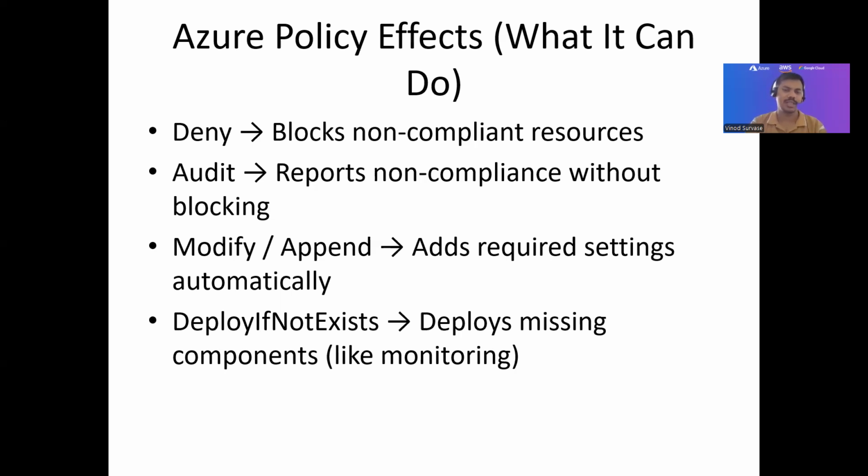And the fourth one is deploy if not exists. This is one of those capabilities which is going to deploy additional components like monitoring or any other capabilities if we are missing that or we missed it during the creation and provisioning of those workloads, right? And that is how it's going to be enforced across the policy or across the deployment.